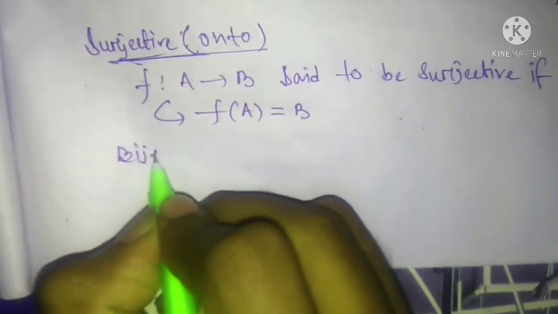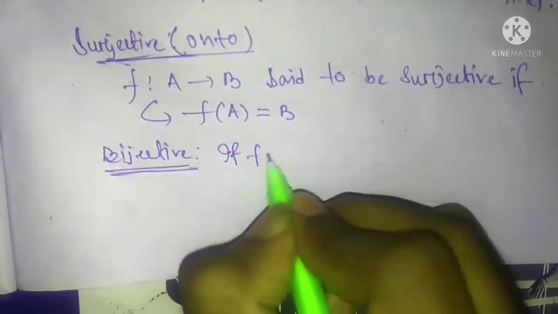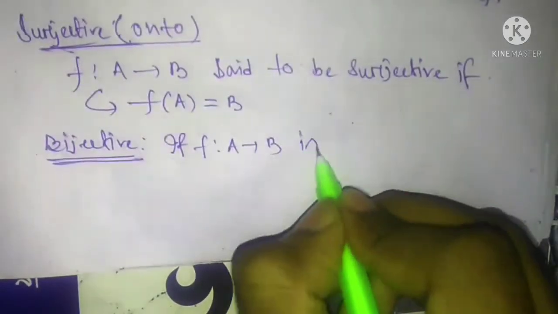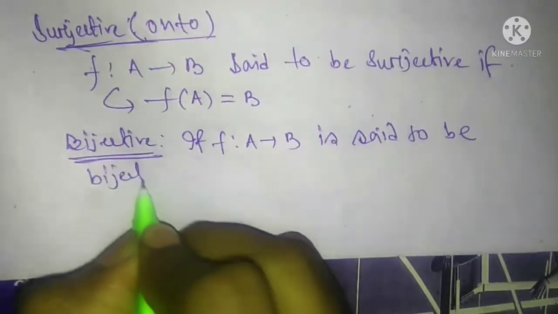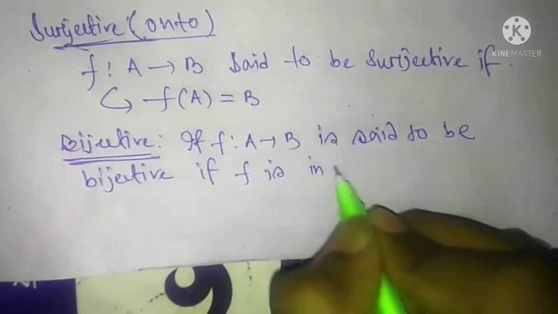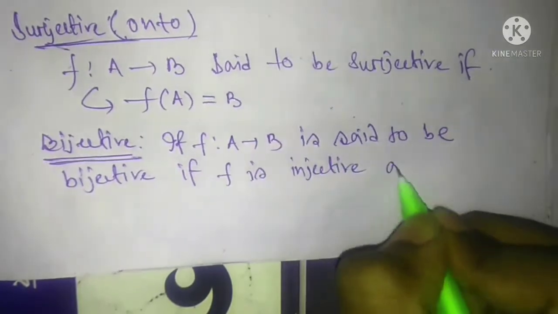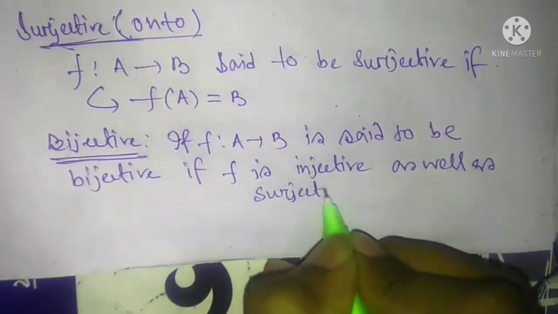And bijective: a mapping f from A to B is said to be bijective if f is injective as well as surjective.